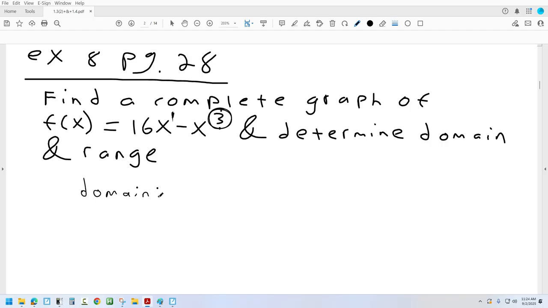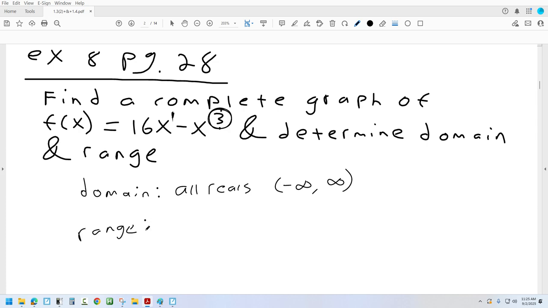So what does that mean the domain is going to be? Yeah. All reals. Which you can write this way or this way. The lowest you can go is negative infinity. The highest you can go is positive infinity, but you can't include either one. So that's 2 ways of saying the same thing.